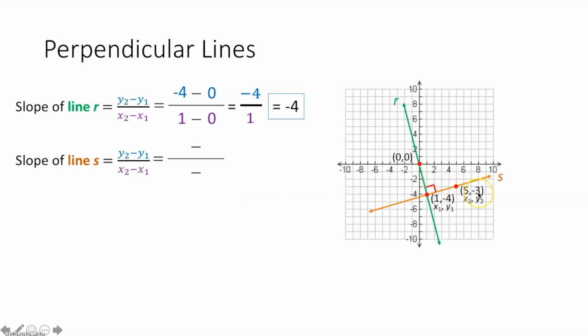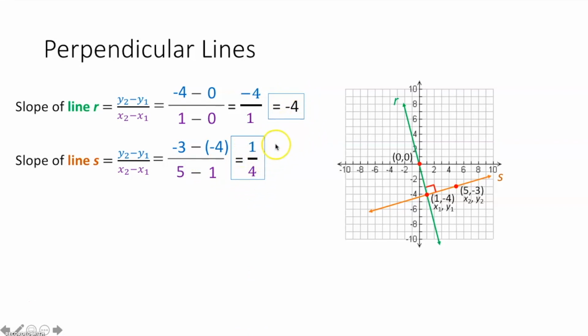For y sub 2, I'm going to plug in negative 3. For y sub 1, I'm going to plug in negative 4. For x sub 2, I'm going to plug in 5. And for x sub 1, I'm going to plug in 1. Now we can simplify. What's negative 3 minus negative 4? That's the same thing as negative 3 plus 4, which is going to be 1. And then what's 5 minus 1? That's going to be 4. So I have a slope of negative 4 and a slope of 1/4.